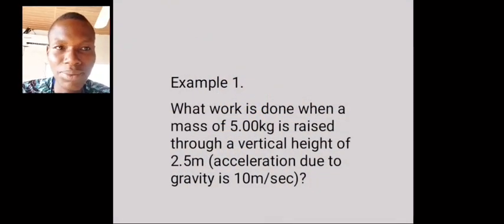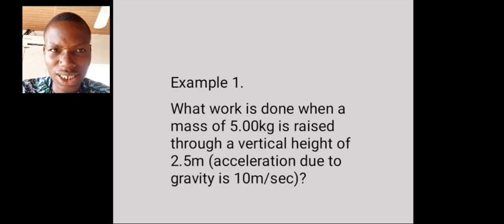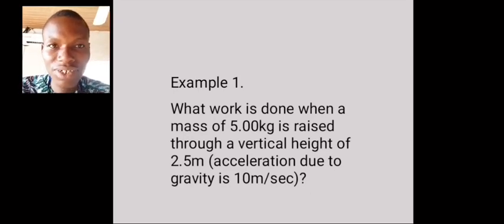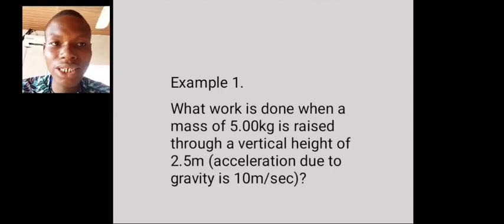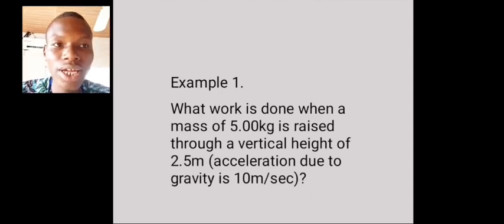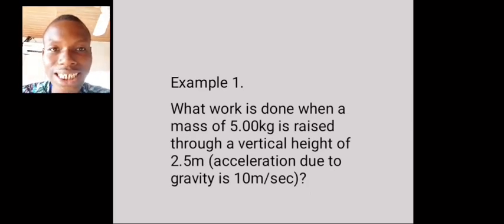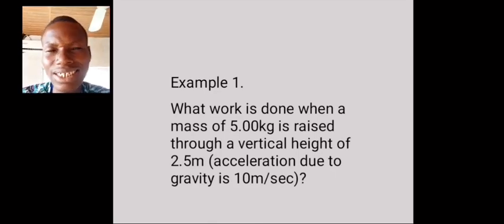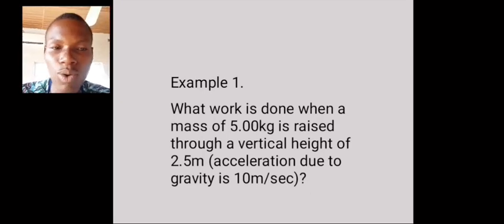Now, let's take examples. The first example we're given here is: what work is done when a mass of 5.0 kilogram is raised through a vertical height of 2.5 meters? And you are given a hint there, that acceleration due to gravity is 10 meters per second squared. Now when you have questions like this, the first thing to do is to write down your parameters. What have I been given and what is expected of me?